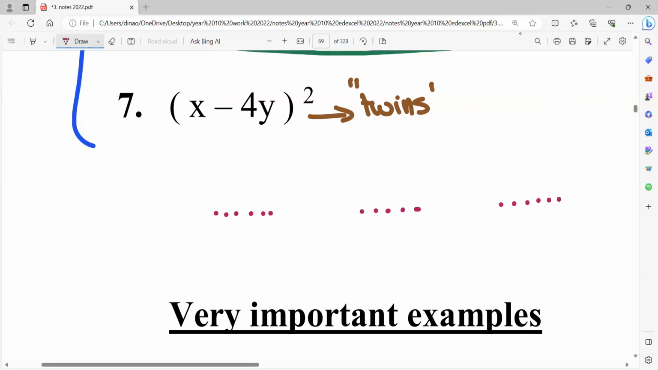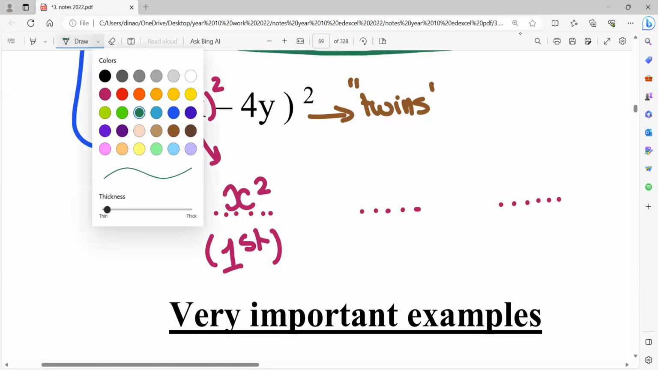The answer of twins is 3 terms. To find the first, square the first. What does square the first mean? It means the first term, you simply square it. So x power 2 is x power 2. Square the first. And then moving on to the last term, which is this one.